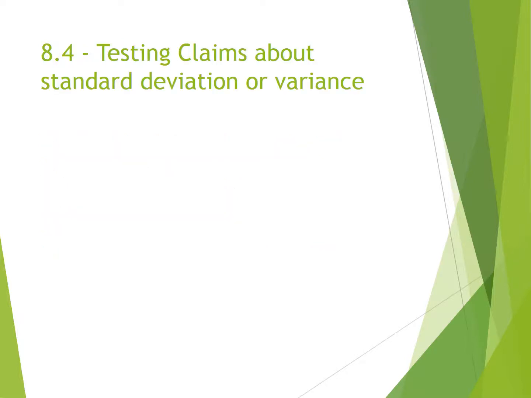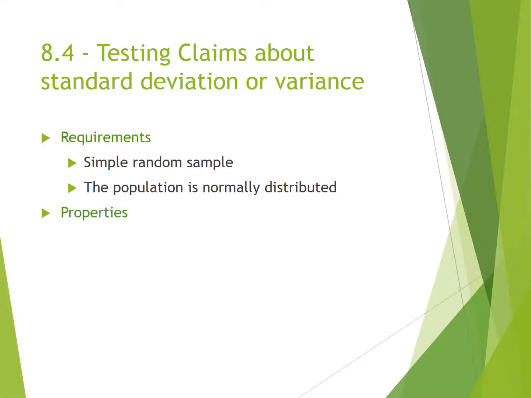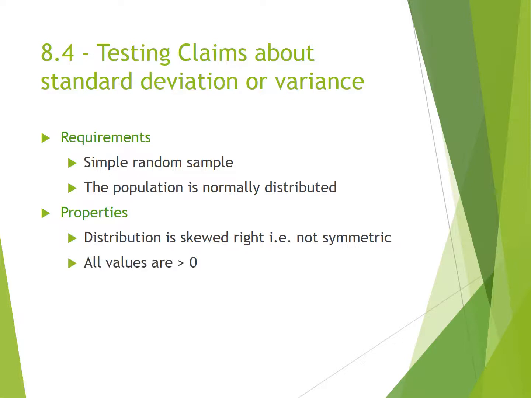Or variance. And again, it's very similar to what we saw with the confidence intervals. Distribution is skewed. It uses the chi-square distribution. All values are positive. Uses degrees of freedom n minus 1. All right.